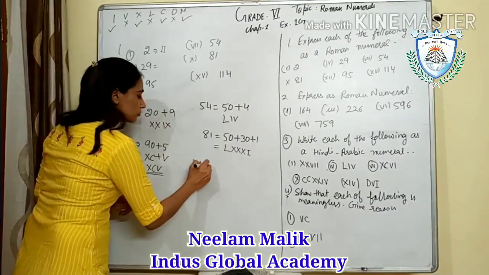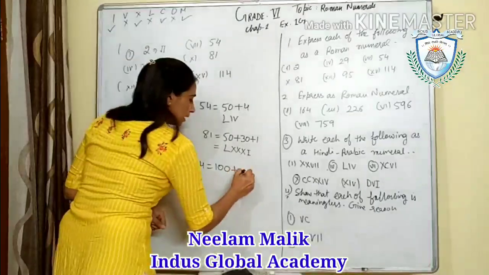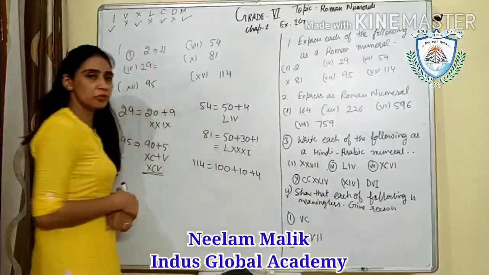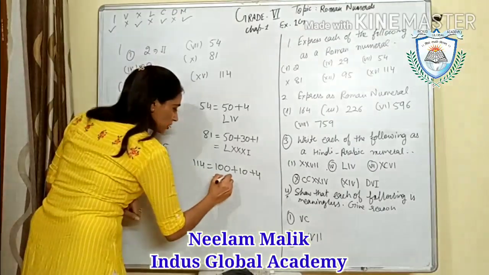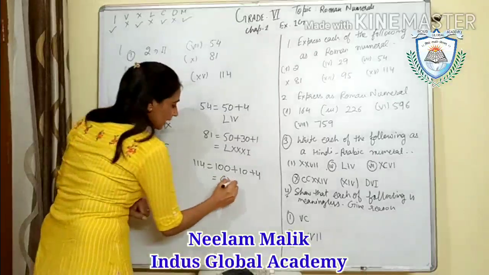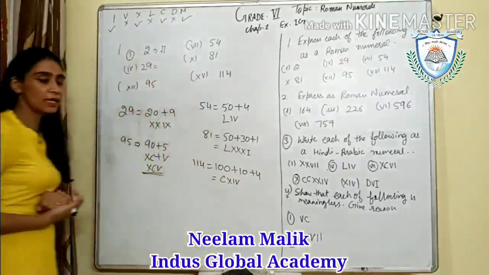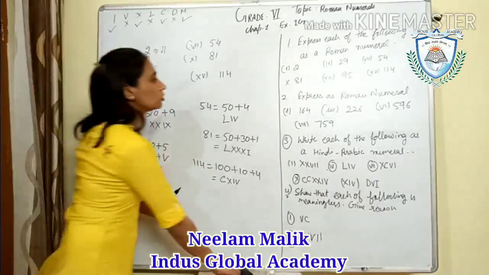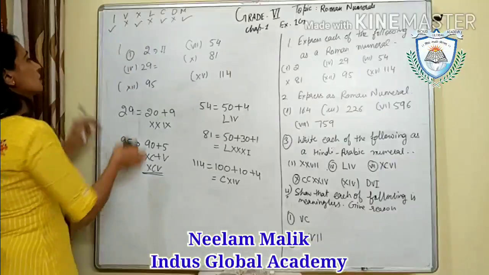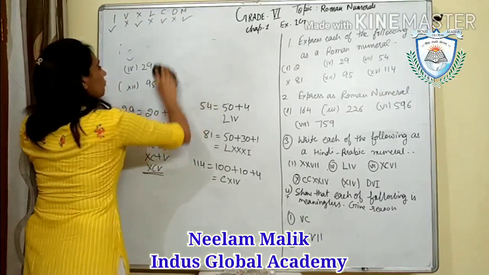114. That is 100 plus 10 plus 4. What is 100? 100 is our C. 10 means X and 4 means IV. So this is our 114. Now question number 2: express, that is also the same, the statement is also the same, but the numbers are different there.